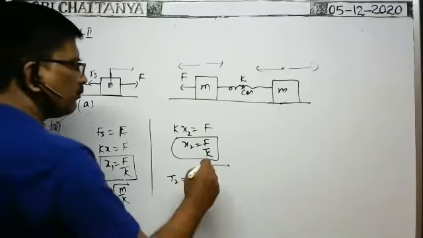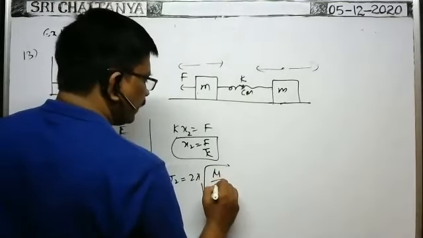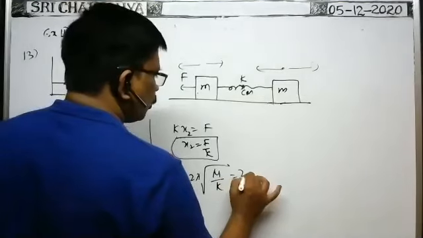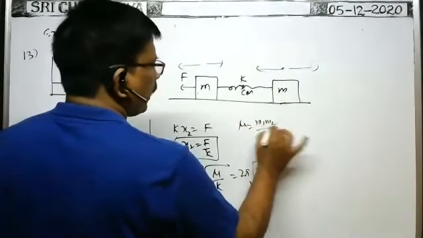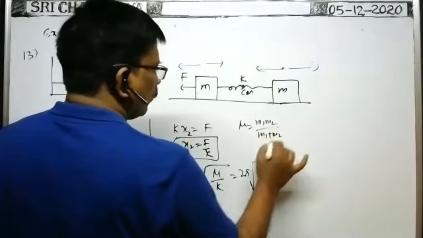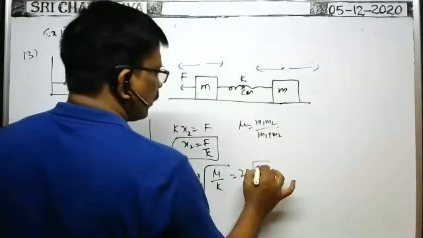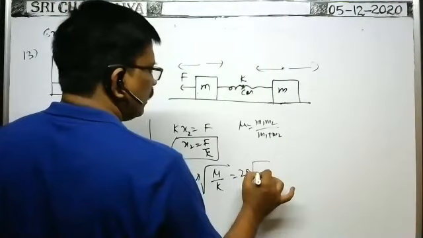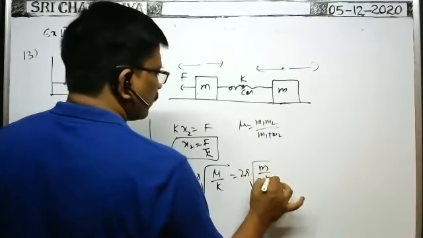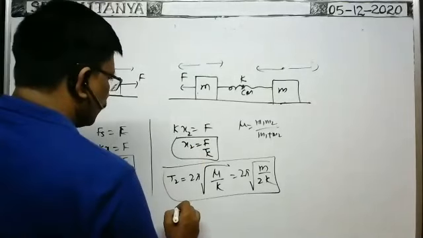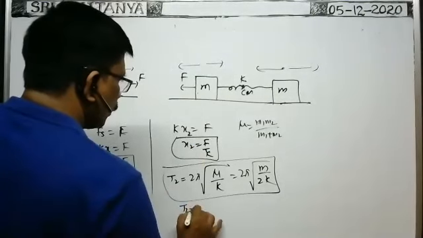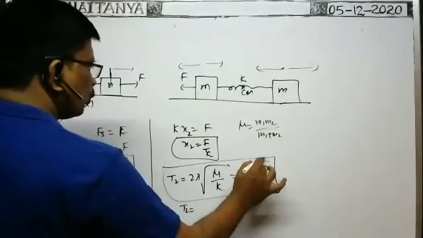Here we have the reduced mass with spring constant K. The time period is equal to 2 pi into root of reduced mass mu, where mu is equal to m1 m2 by m1 plus m2. That is m into m by 2m, which means m by 2, divided by K. So this is the time period. From this, time period T2 is equal to 2 pi into root m by K.